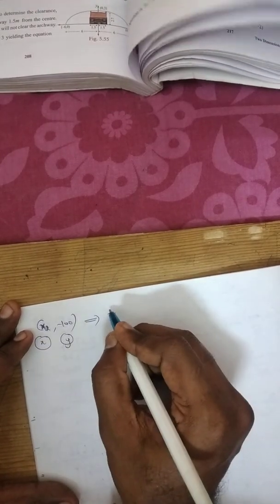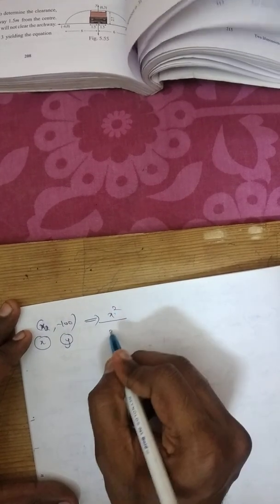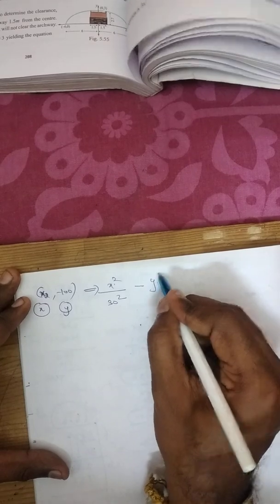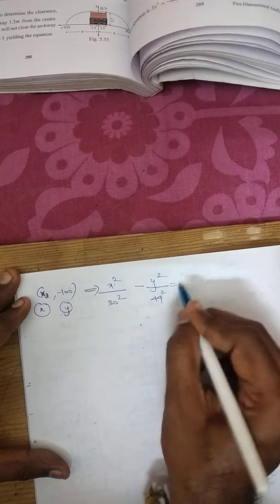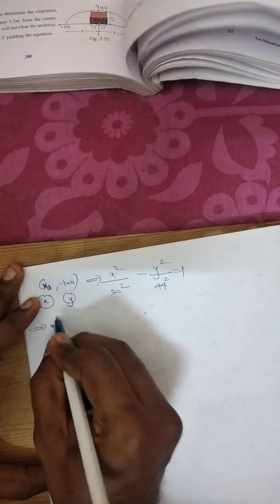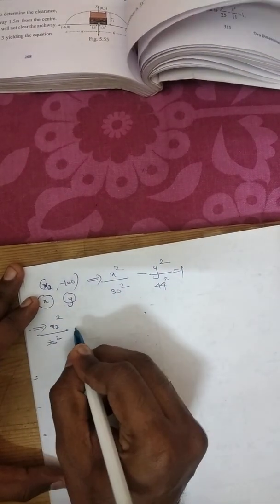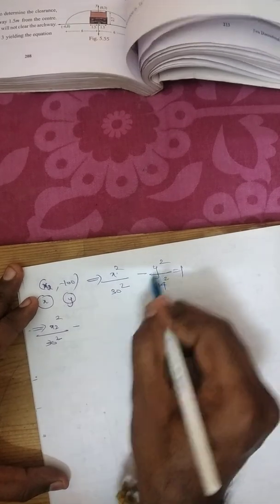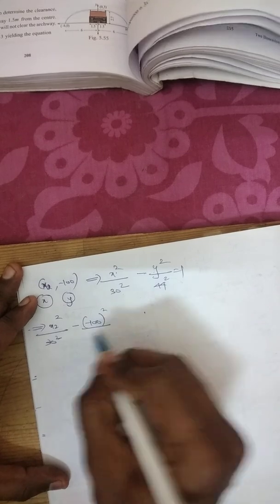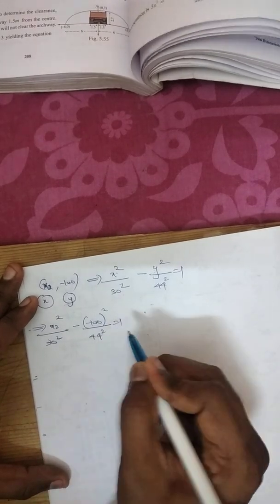What is the given question? x square by 30 square minus y square by 44 square is equal to 1. Apply here. After applying, x square is x2 square over 30 square, minus y square is minus 100 square, over 44 square, is equal to 1.